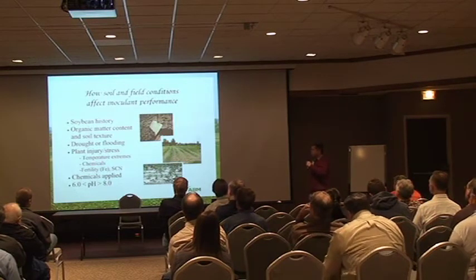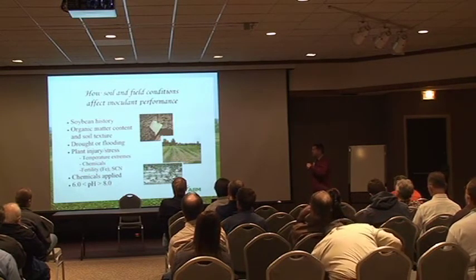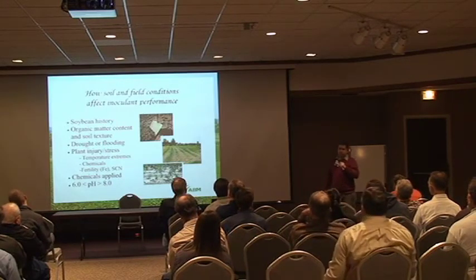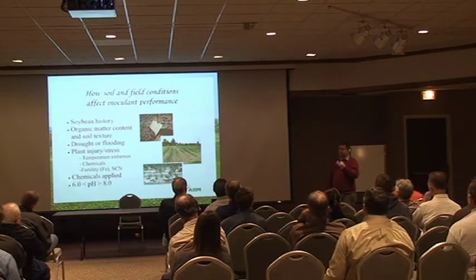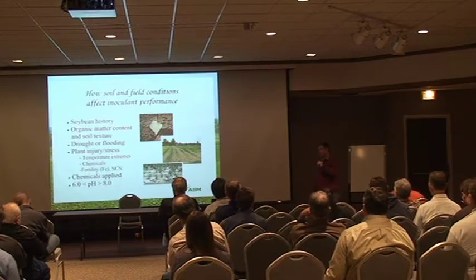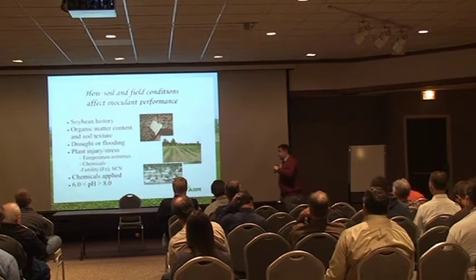And then also, the other thing I want to touch on is soybean history. For every year that you're out of soybeans, you lose about a third of your background population of rhizobium. So that's why we say a lot of times in the industry, after 3 years of corn, it's a really good idea to be using an inoculant with your soybeans.